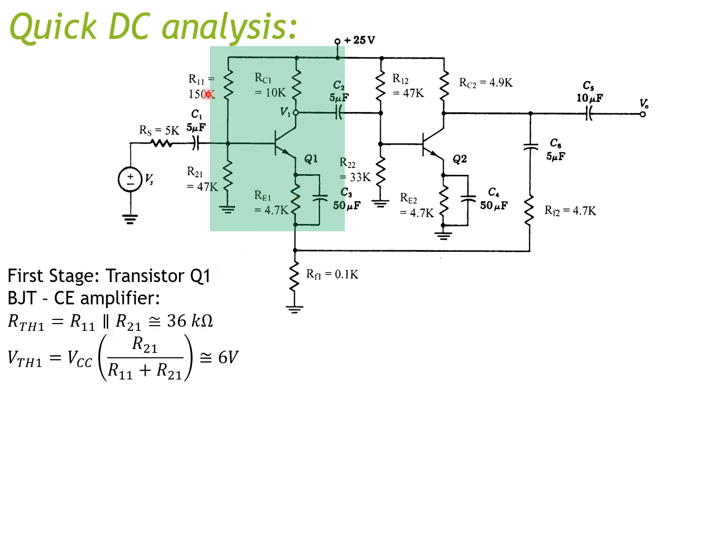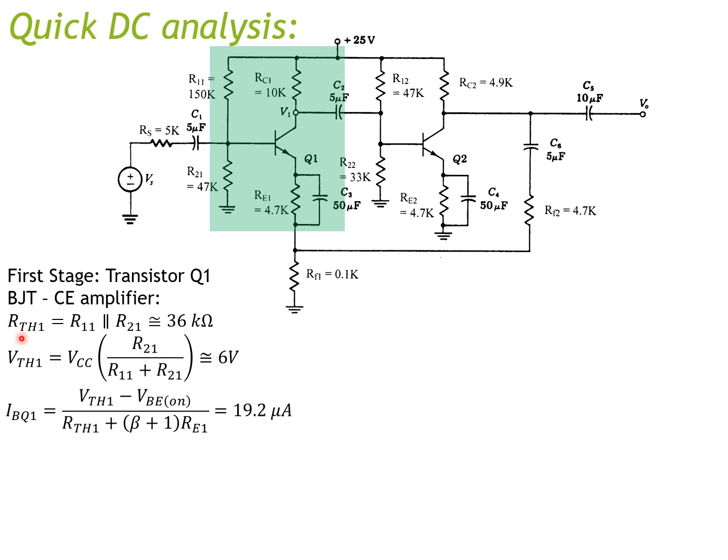So what you want to do first is convert this branch of the circuit into a base branch by converting this circuit into a Thevenin equivalent. First you figure out your Thevenin equivalent resistance, which is going to be this in parallel with this, then you're going to have 36 kilo ohms. Then you see what voltage would be applied to the base through the Thevenin resistor. That's your Thevenin voltage, which is VCC, 25 volts, multiplied by R21 over R11 plus R21. Plug the numbers in, and you're going to round it up to 6 volts.